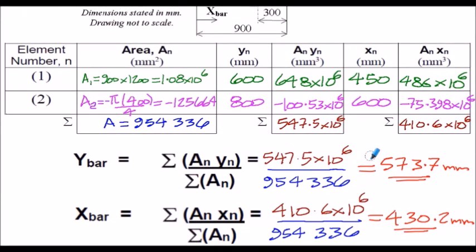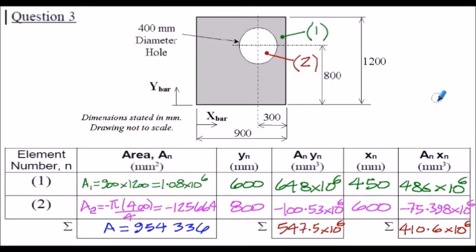The calculations of the y bar and the x bar are exactly as we've done in the previous questions, so I'll let you review these at your leisure. But the y bar works out to be 573.7 millimeters from the bottom datum, and the x bar works out to be 430.2 millimeters, and that's from the left-hand datum. The x and y bar dimensions are shown from the respective datums in the diagram. So there's the full solution for question 3.